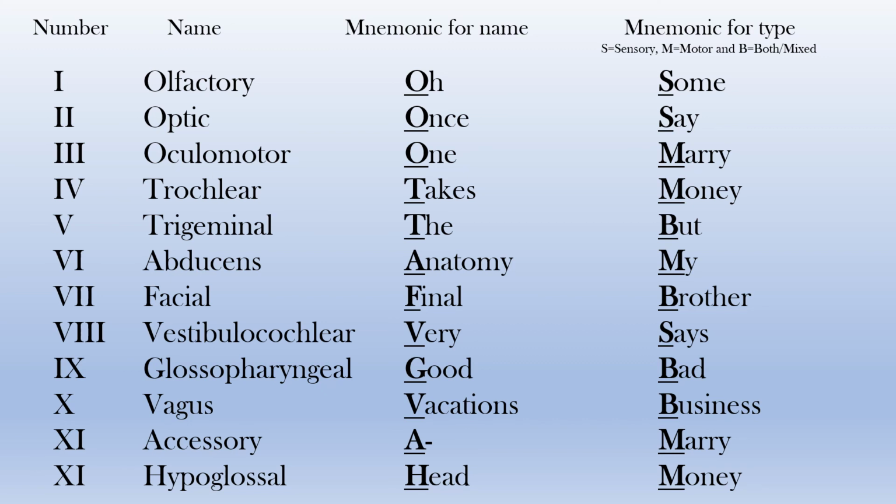So on this list, I've put the Roman numerals, the actual name, the mnemonics for the name, and the mnemonics for the type. All right, because those are the two most frequently studied parts of this in our classes. Now again, we have on the other chart, it showed what they do.